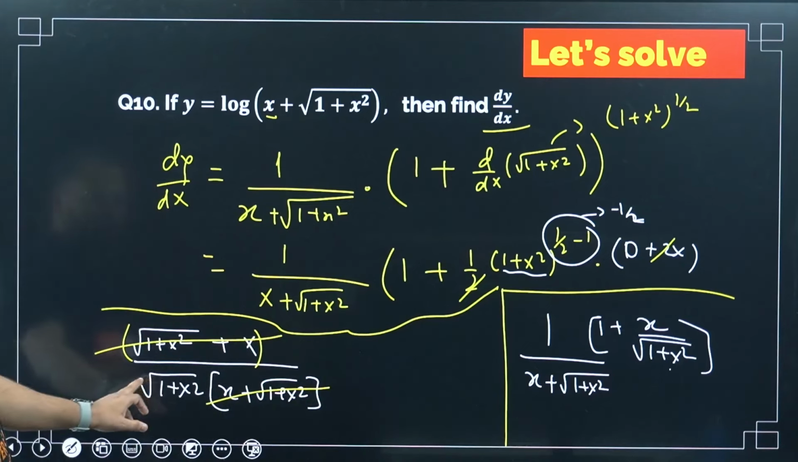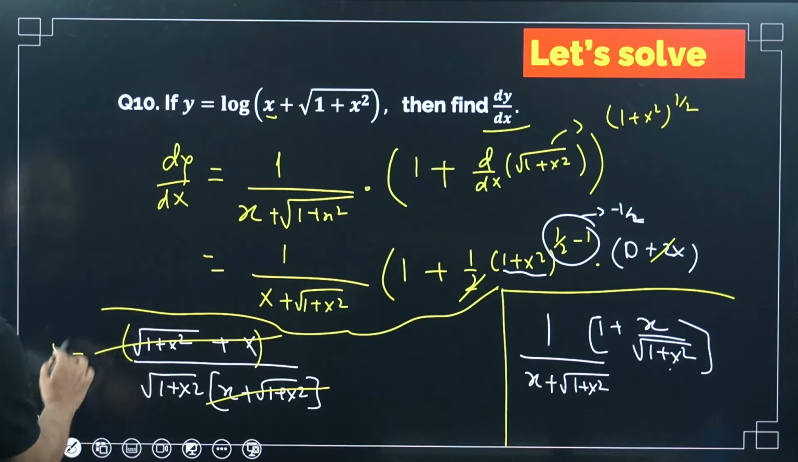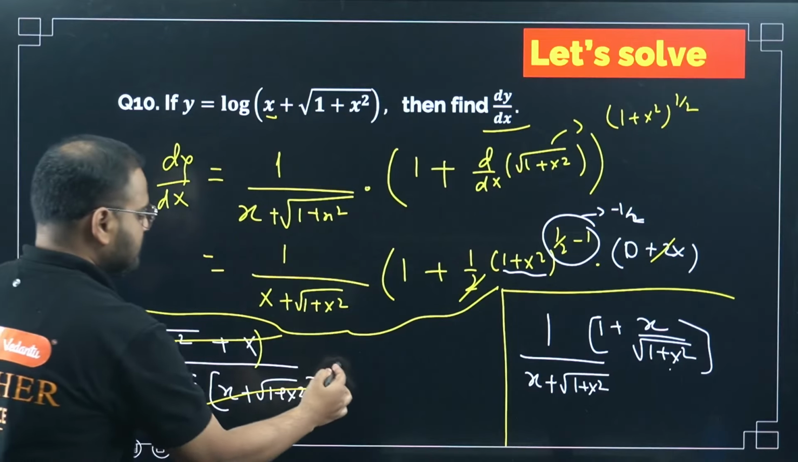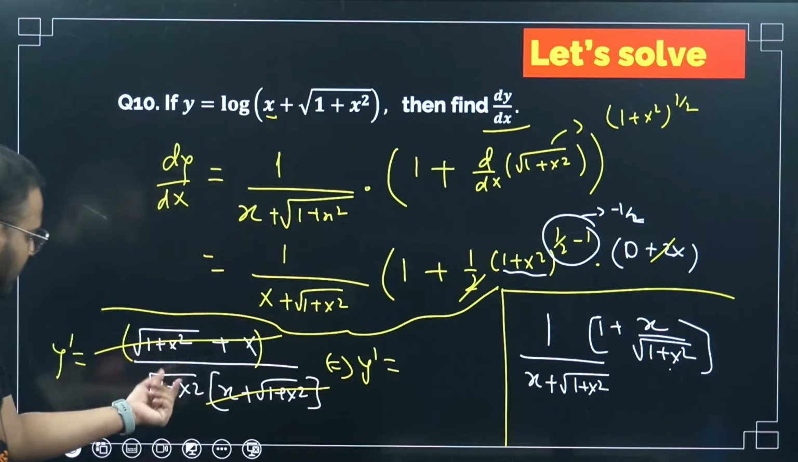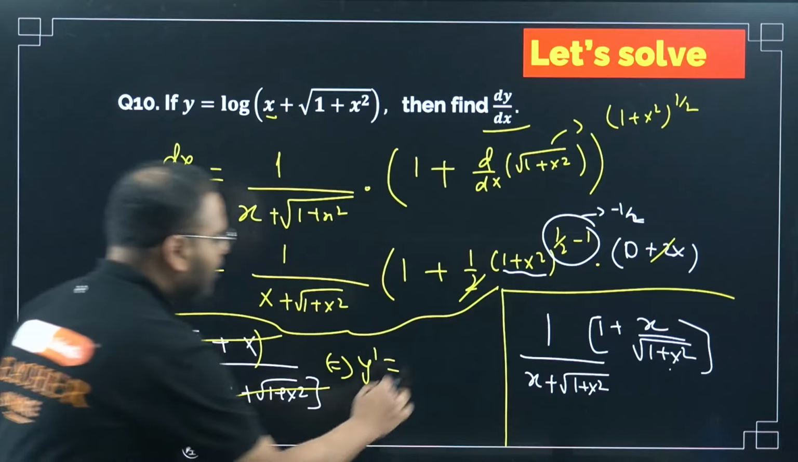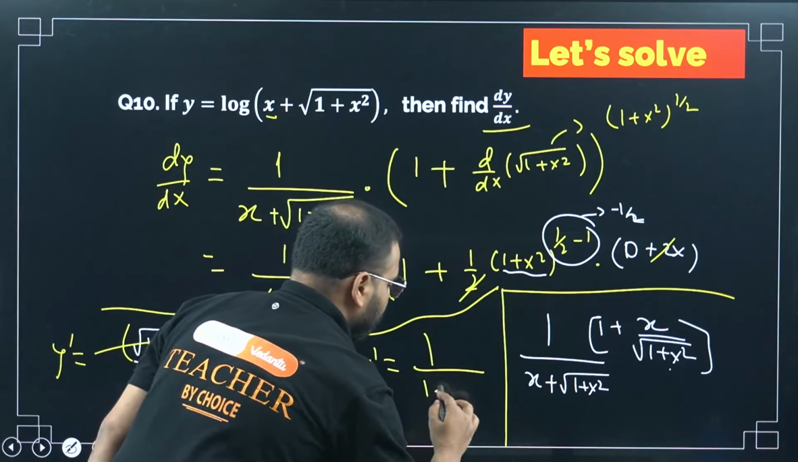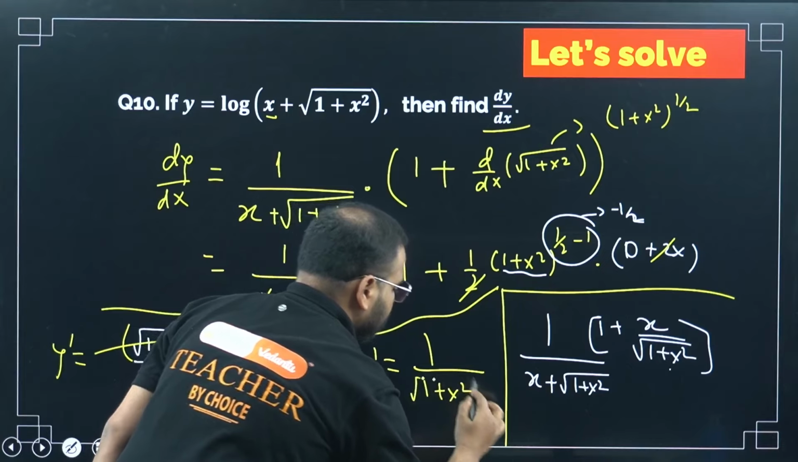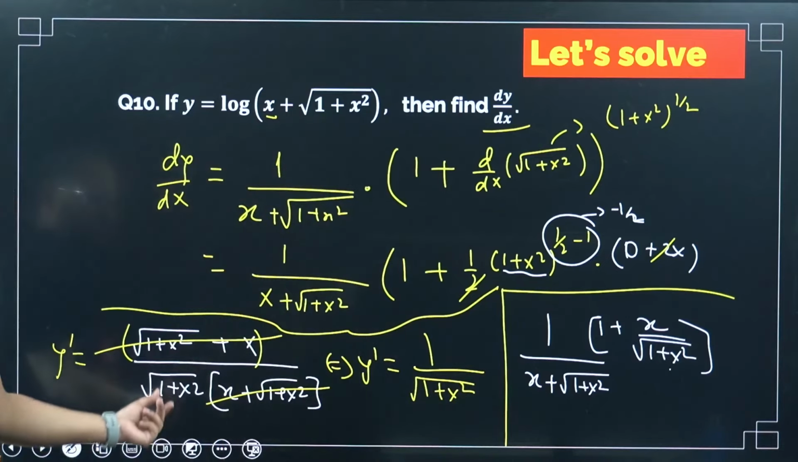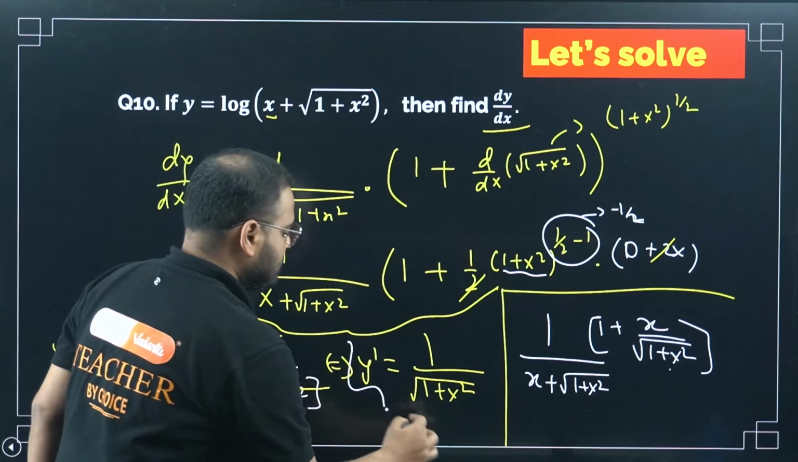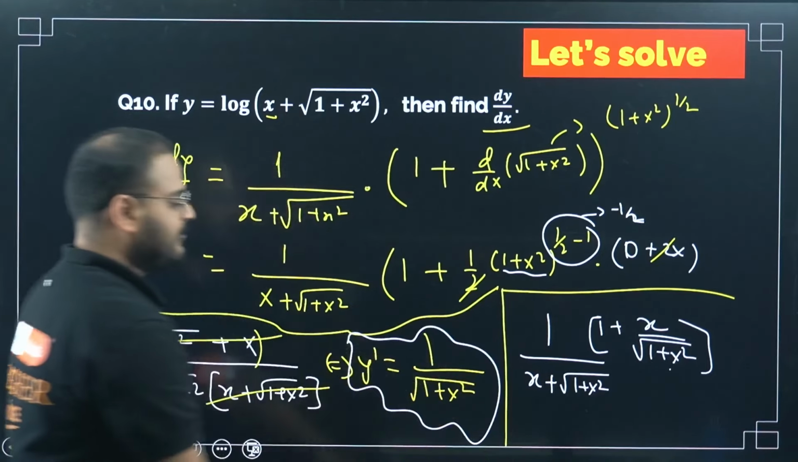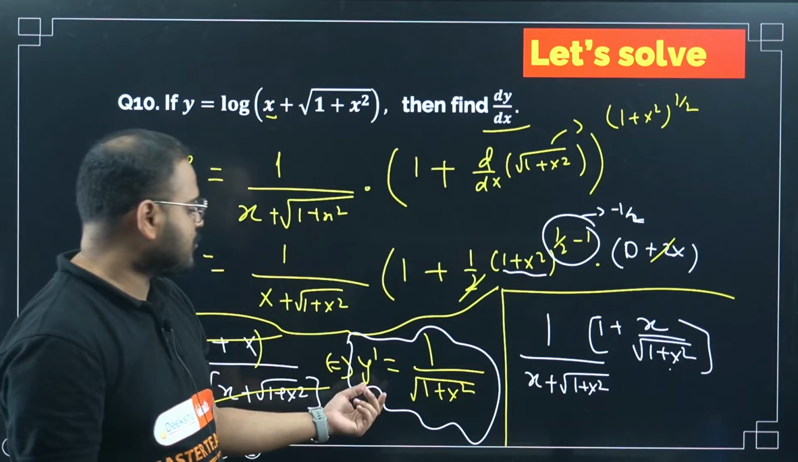Correct? This is my y dash only, no? So I am getting my y dash from here as y dash equals, please check, 1, nothing is there. This is cancelled. So 1 upon 1 plus x square in the root. This is my final answer. Please understand this. Final answer: y dash equals 1 over root of 1 plus x square.